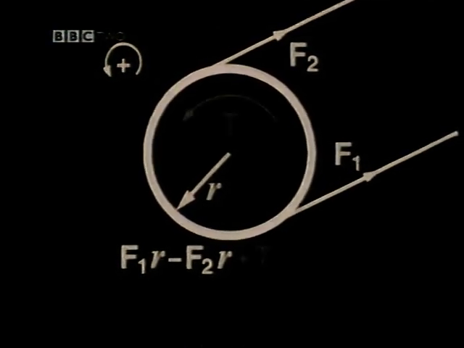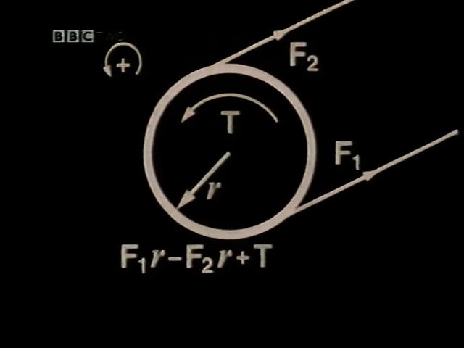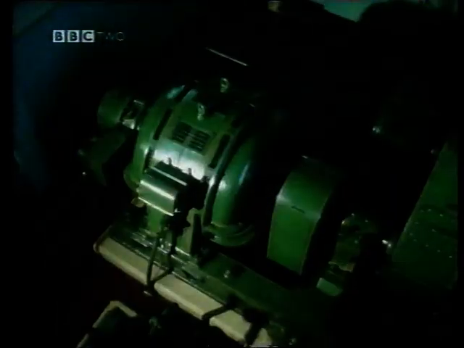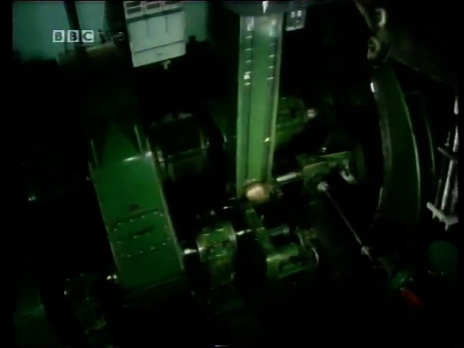If T is the torque applied to the drum, then the sum of the three turning moments must be equal to I alpha. I is the effective moment of inertia of the drum, and alpha is its angular acceleration. From this equation, you can see that the required torque, T, is in fact dependent on the difference between the tensions in the two ropes. This torque is in fact supplied from a 260 kilowatt motor via an 8-to-1 gearbox and finally to the drum itself.